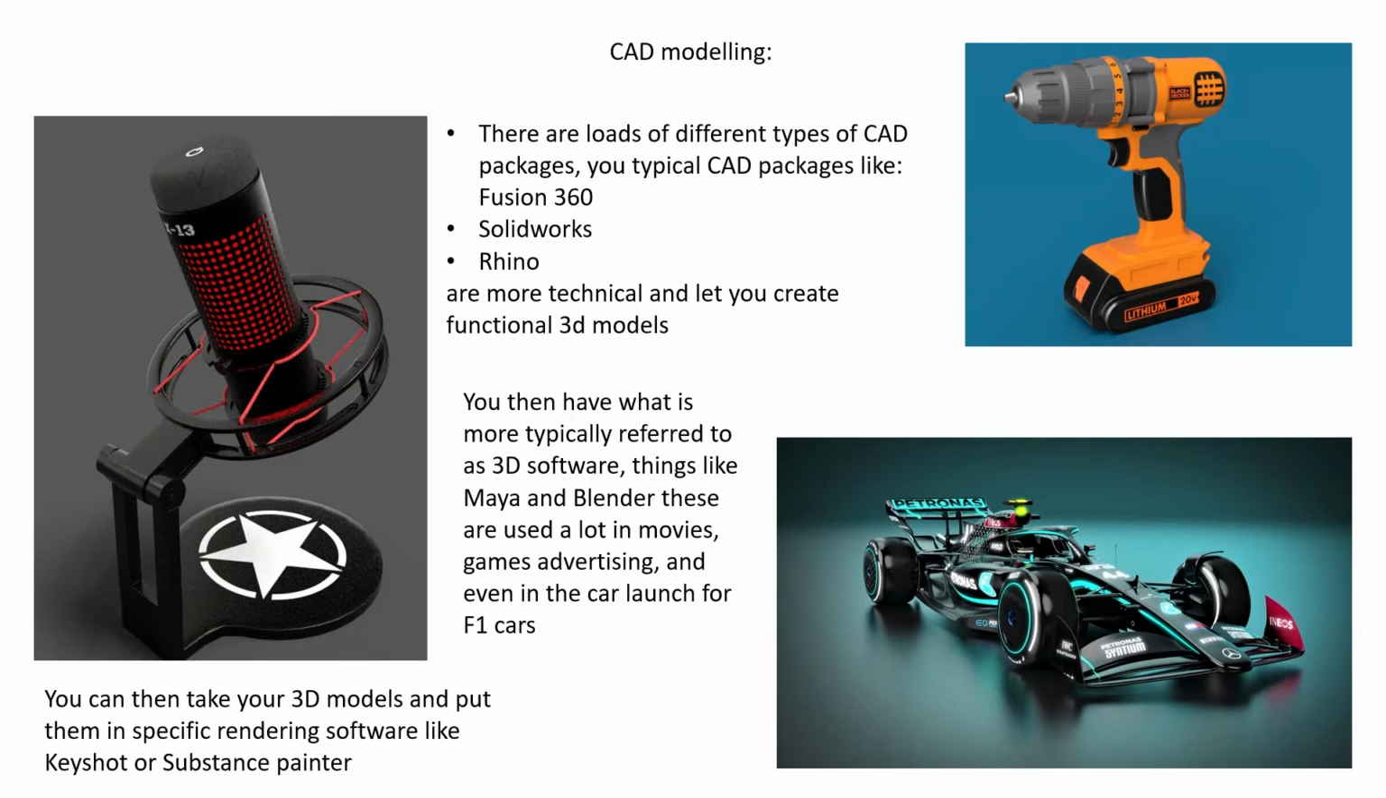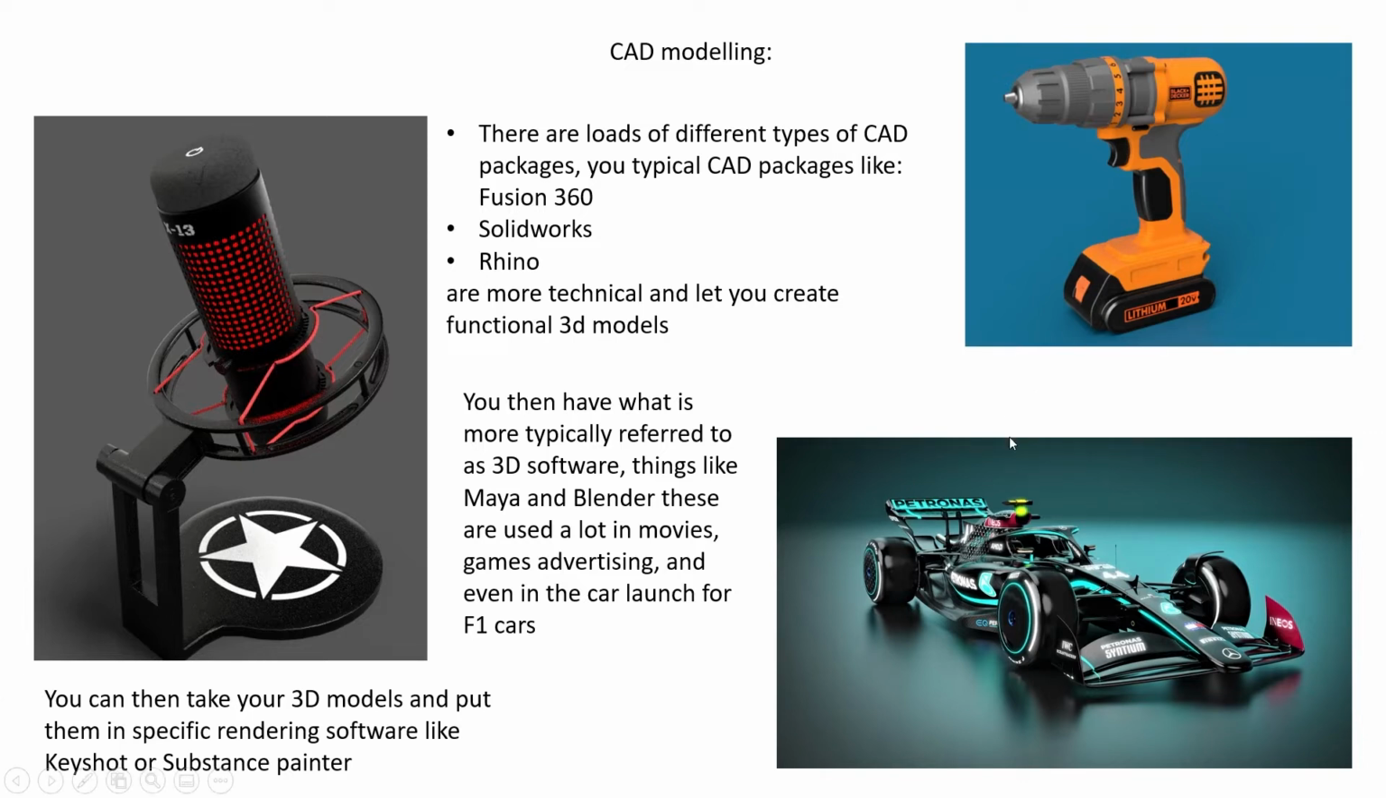The good thing about Fusion and SolidWorks, I'm not so sure about Rhino because I've never really used it much, is they're parametric, which means that you can input measurements and it will be able to affect and change things later down the design. So those are technically what's called CAD modeling.